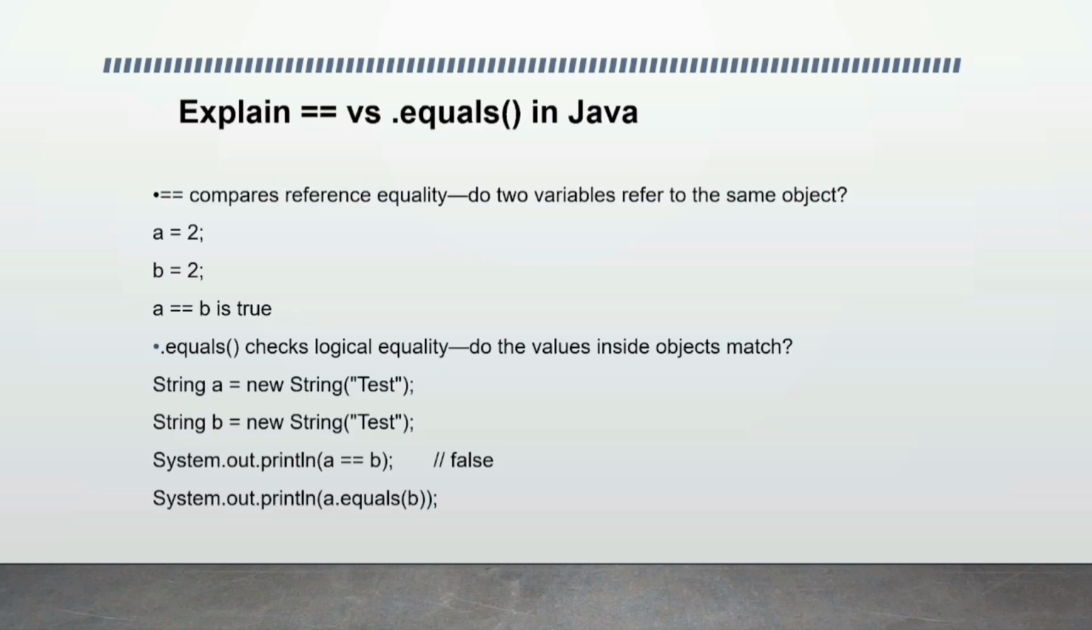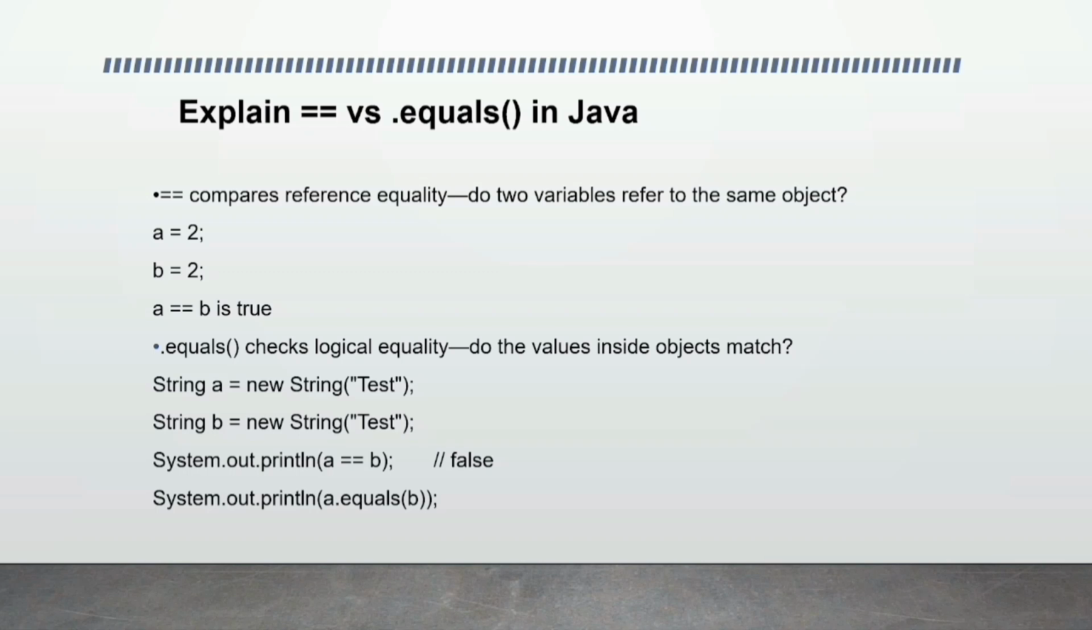Our first question is, what is the difference between the equality operator and the equals method in Java? The equality operator is used for comparing the references of two objects. If both objects have the same reference, then it returns true. The return type of the equality operator is boolean. Equals is a method in Java which is used for comparing the content of two objects. If both objects have the same content, then it returns true. The return type of the equals method is boolean.